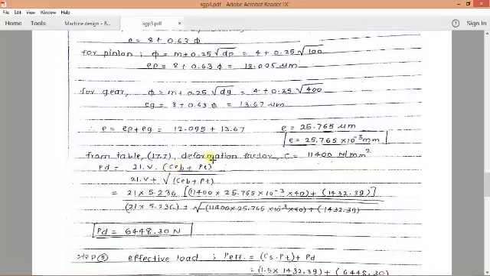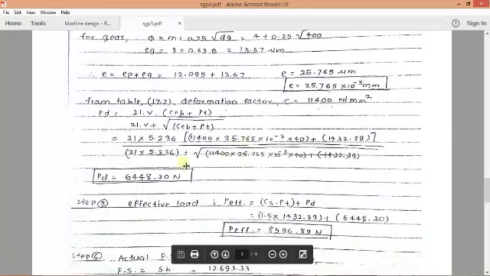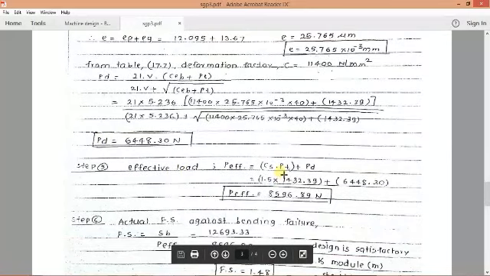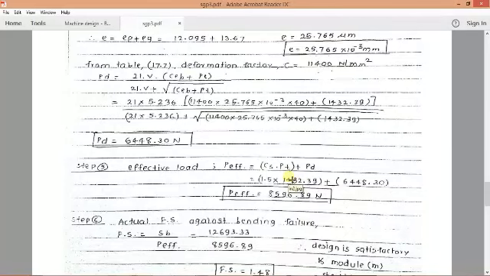Now we have all the values with us from these equations. We just have to put in all the values and calculate PD. Once we have calculated PD, we are going to calculate the effective load. So effective load is equal to CS into PT plus PD, because we are using the Buckingham equations. If it is the beam strength equation, then P effective is equal to PT into factor of safety. So keep in mind that here P effective is equal to CS into PT plus PD.